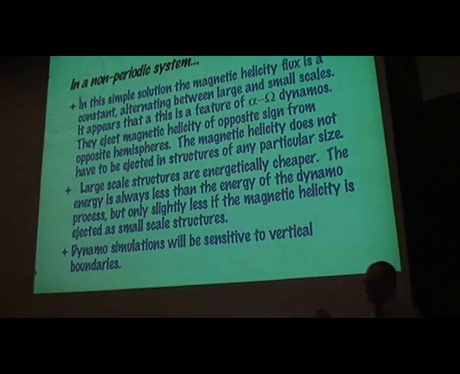Oh, here's the slide I should have put earlier. So, okay, this is what I already said, that magnetic helicity is flowing through the system. It's partly contained in the flow of big H, and it's partly contained in the flow of little h. And the sum is a constant. And opposite signs of magnetic helicity are ejected from opposite sides of the system, which is what we see in the sun.